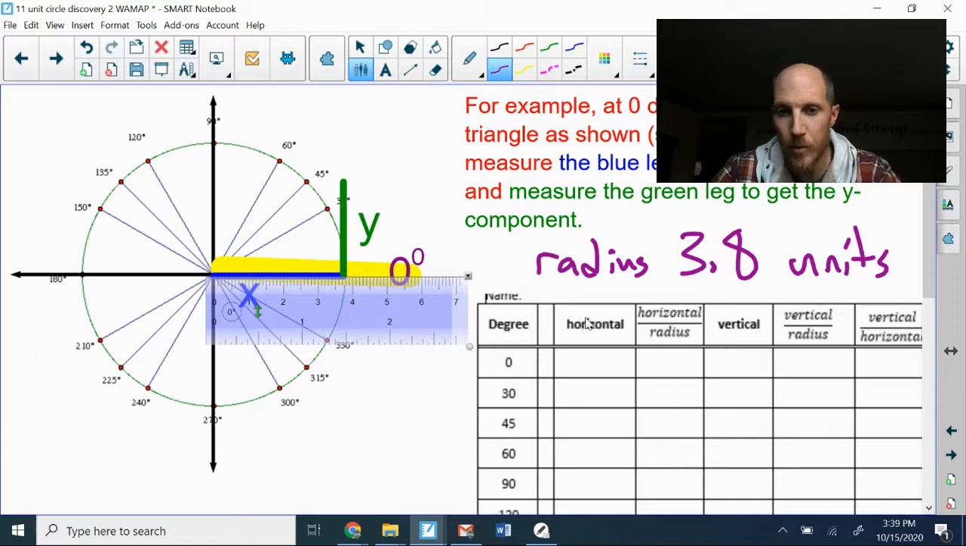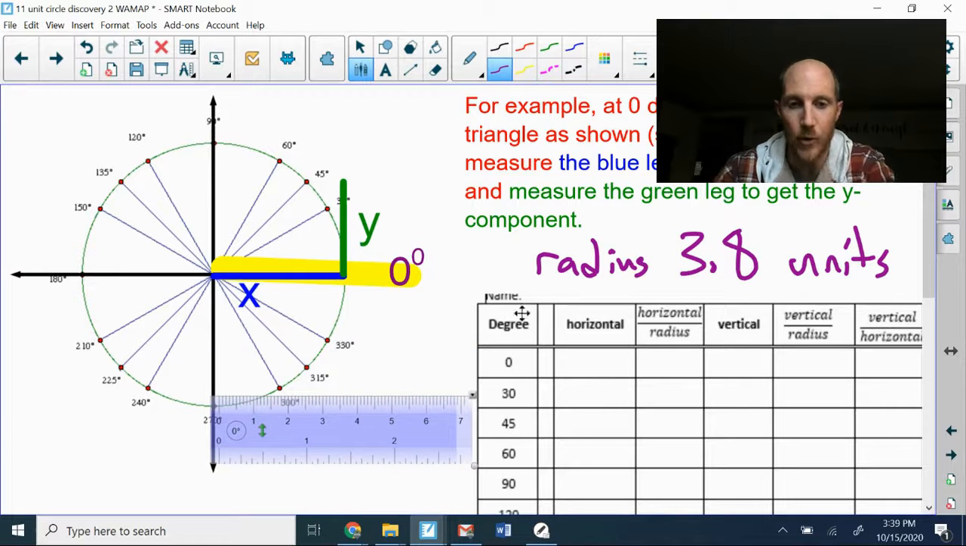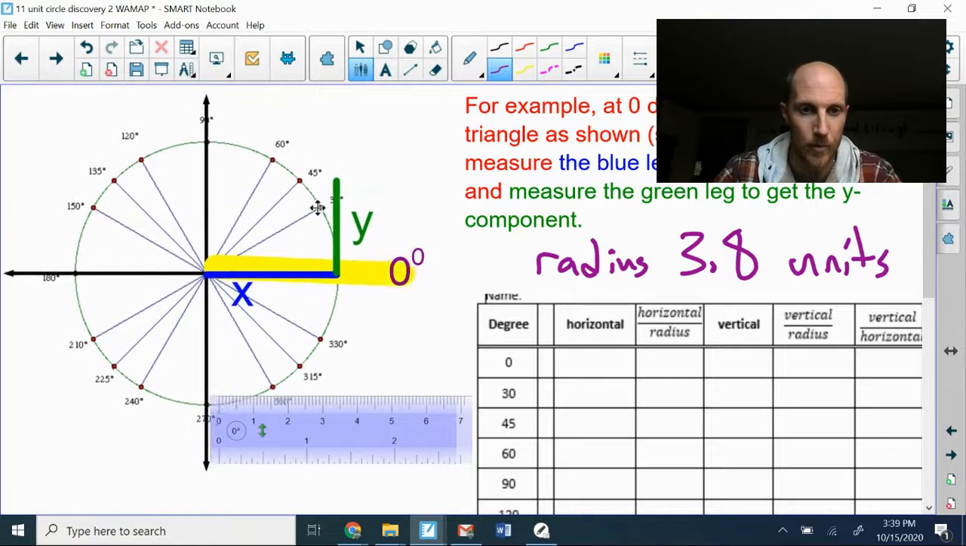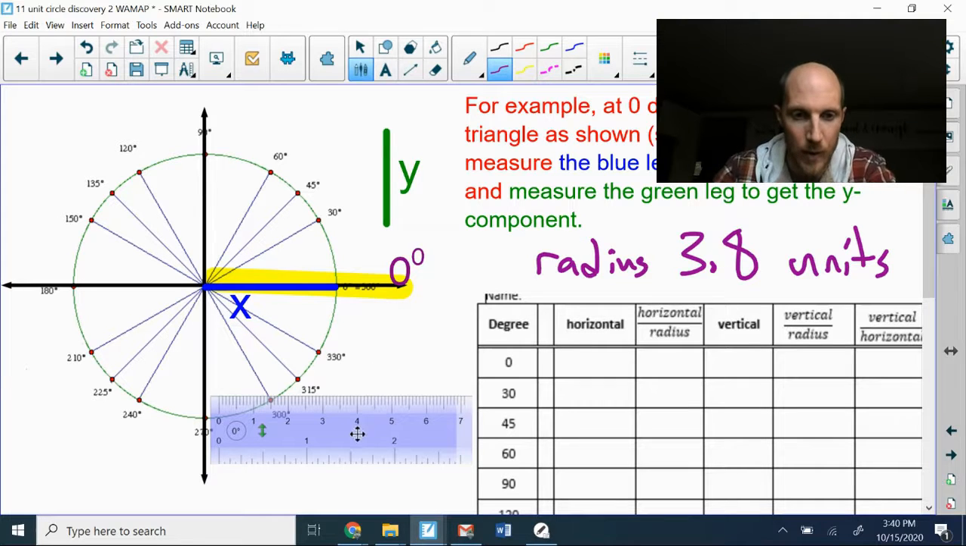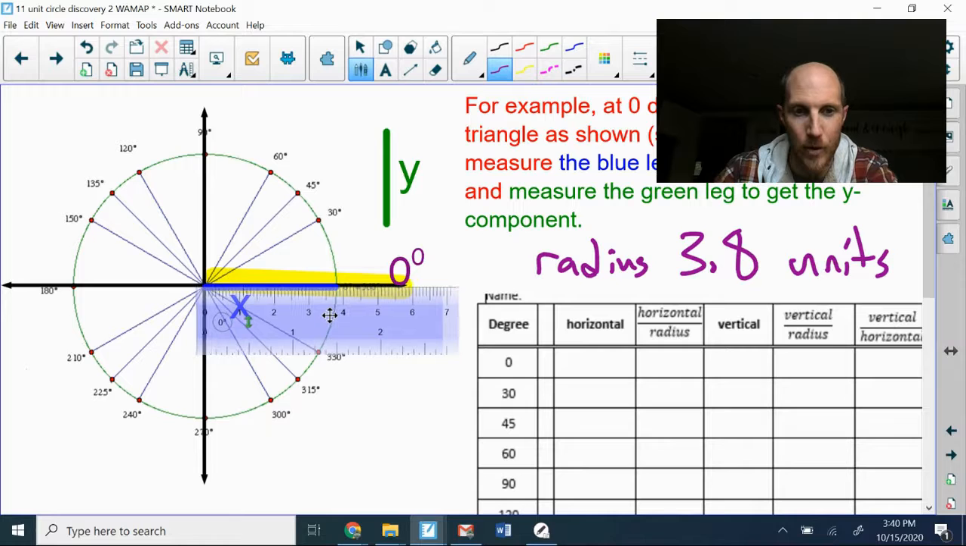Okay, so then on the data table, let's look at the horizontal measurement. The horizontal measurement I have marked in blue. So we're going to start at 0 degrees. To get to 0 degrees, there is no y component because you just go straight across to get to the edge of the circle where 0 degrees is. So that is going to be the same measurement you got for the radius, which should be 3.8. And the vertical measurement will be 0 because you don't have to go up at all.